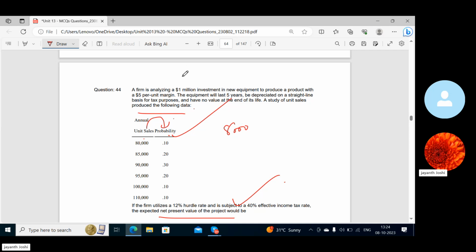So a firm is analyzing a $1 million investment in new equipment to produce a product with $5, sorry, per unit margin. So this is what we will be multiplying with the sales, the total sales we are going to get. So it is going to be 8,500, 9,000, 17,000, 27,000, 9,500.